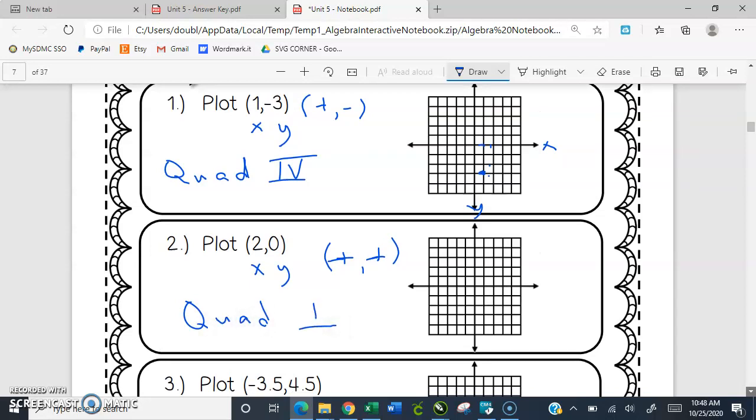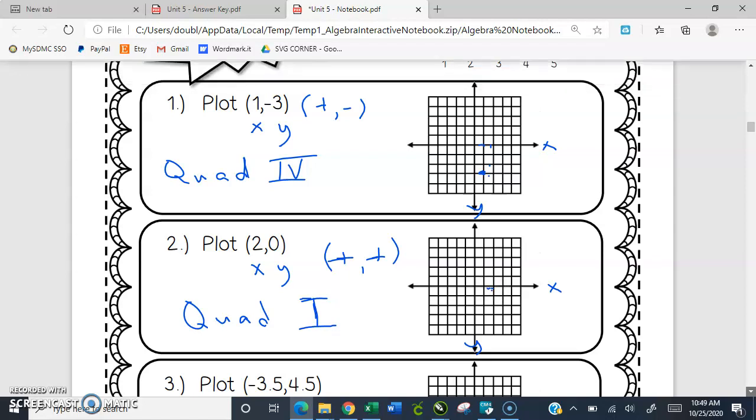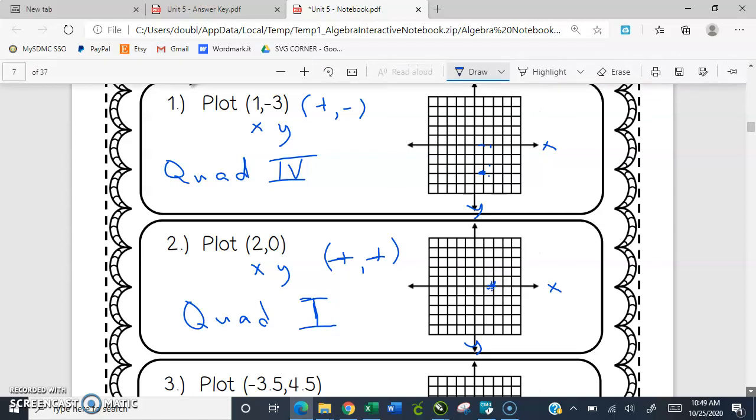I'm sorry. 0 has no value, but it does in graphing. So here's our x, and here's our y. And our x tells us to go right or left, and since it's positive, it's saying going right 2 spots. So we go 1, 2. And our y is 0. So that means we don't go anywhere. We stay on that x-axis. So there's our point right here.